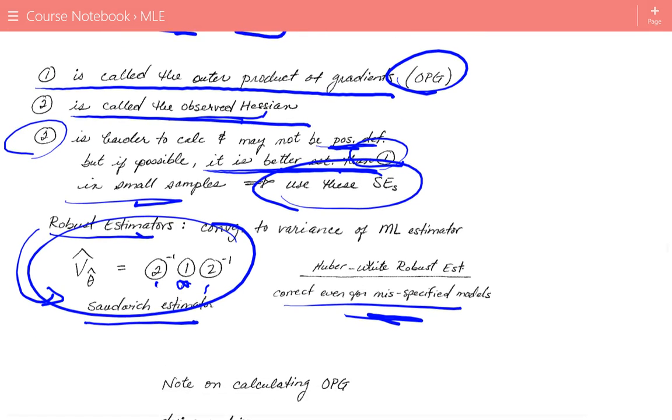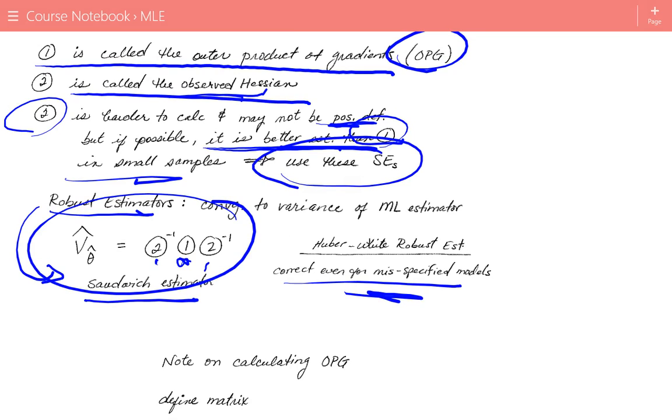So that's a technicality, but we use this quite often when we're concerned with heteroscedasticity or certain types of misspecification that we have not been able to handle.